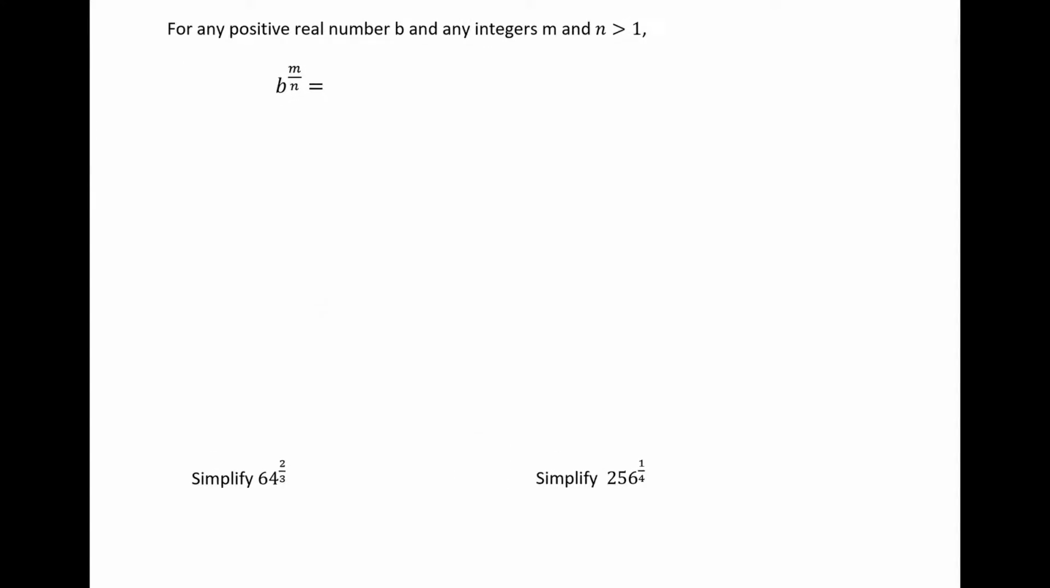For any positive real number b and any integers m and n greater than 1, b to the m divided by n equals... Okay, so I'm going to take that exponential form and put it in radical form. b to the m divided by n power is equal to the nth root of b to the m power. Whoa, okay. I can also write this, and this is kind of crazy, I can write it 2 ways. I can also say the nth root of b, to the m power.